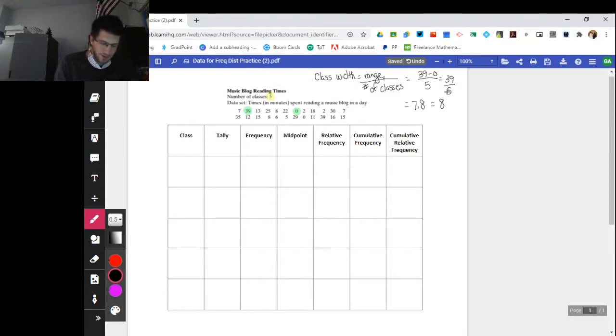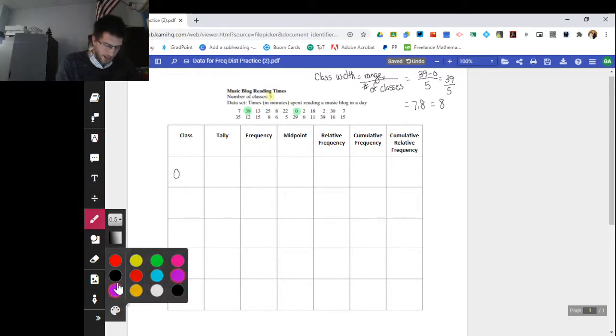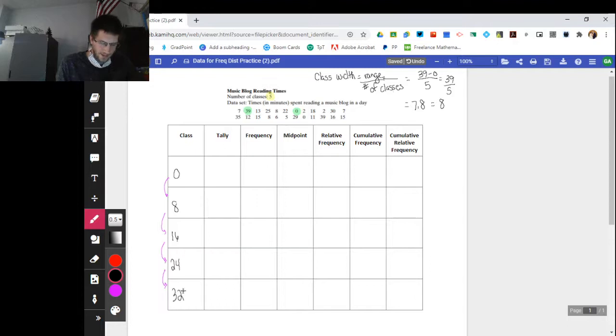So when we first start our first class here, the first class starts at the minimum value, so in this case 0, and then we add our class width. And remember, the class width goes vertically, not horizontally. So if I go through and add 8 to 0, I'll get 8 plus 8 plus 8 plus 8, and that will give me all of these lower class limits.